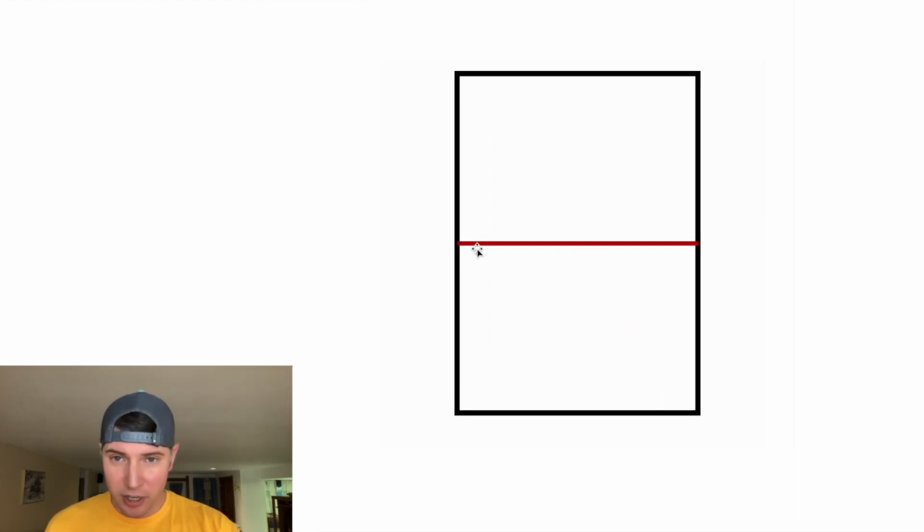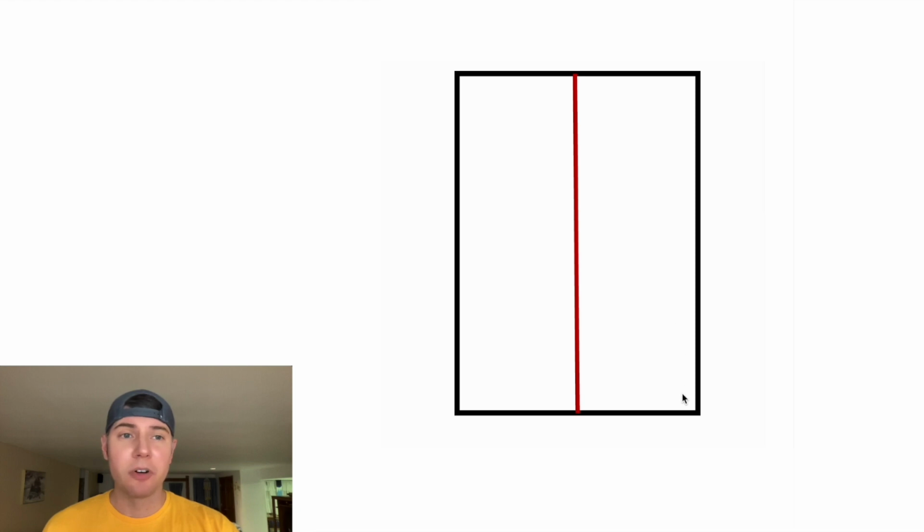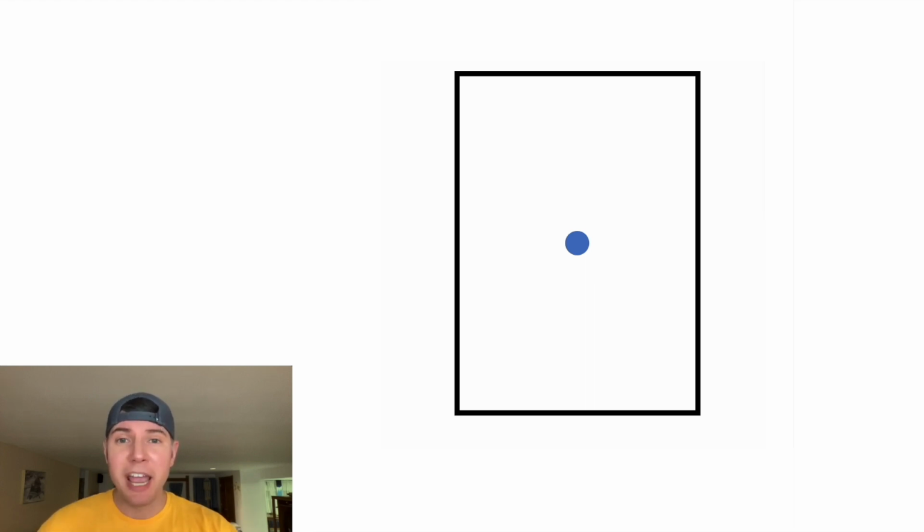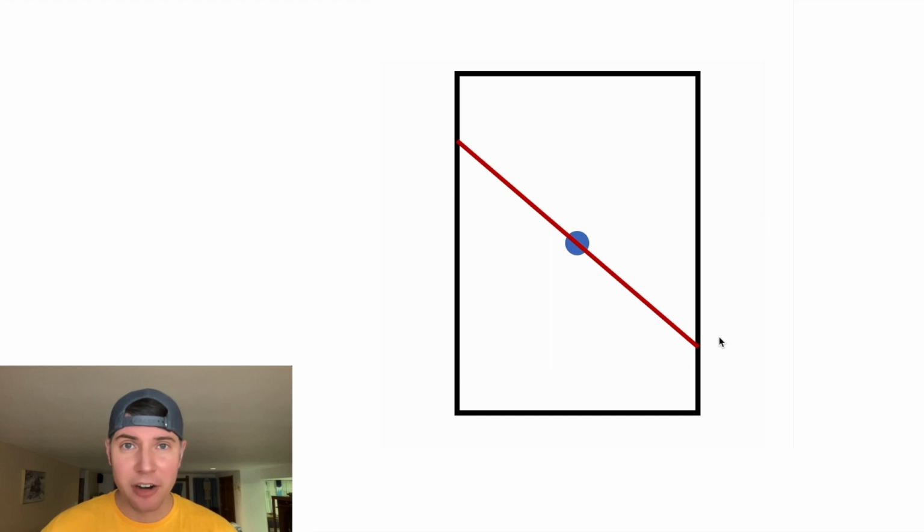Or you could find the horizontal line right here that cuts it in half, or the vertical line. In fact, all of these lines would be sufficient ways to split the land evenly. And you'll notice the one thing they all have in common is they go through the center of the rectangle. And that is actually always going to be true. Any line that goes through the center of the rectangle will cut the rectangle into two equal areas. So this line will do it, this line will do it, this line will do it.